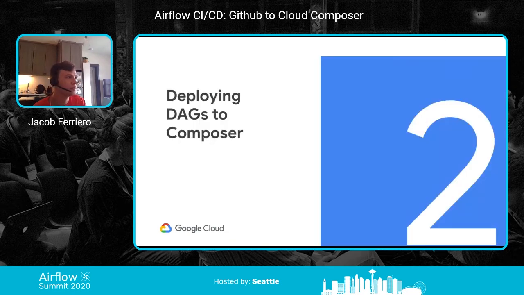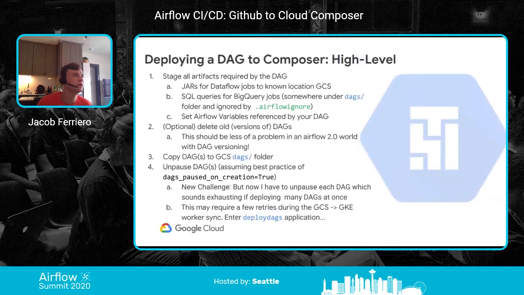Okay, next we'll talk about deploying DAGs to Composer. As I mentioned, all you really need to do is drop a file in a bucket. But if you're going to do things safely or responsibly in a CI/CD fashion, we need to make sure of the sequencing of what gets deployed when. There's a bunch of steps that we need to think about.